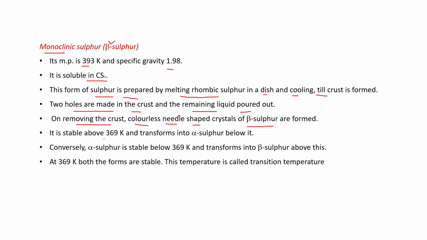It is stable above 369 Kelvin and transforms into alpha sulfur below it. So we can see that alpha sulfur is stable below 369 Kelvin and transforms into beta sulfur above this temperature. And at 369 Kelvin, both the forms are stable and this temperature is called the transition temperature.